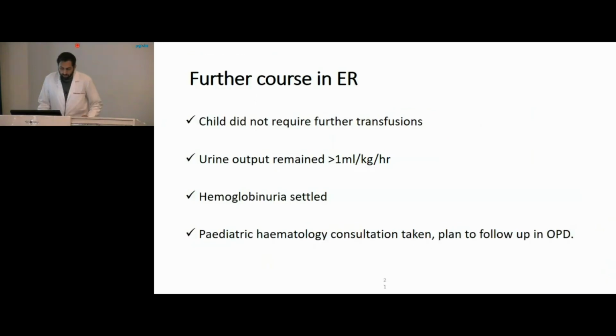For the further course in ER, the child did not receive any further transfusions. Urine output remained above 1 ml per kg per hour. Hemoglobinuria settled and pediatric hematology consultation was taken, and the plan was to follow up in OPD.